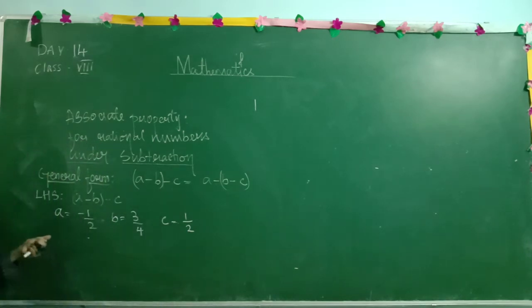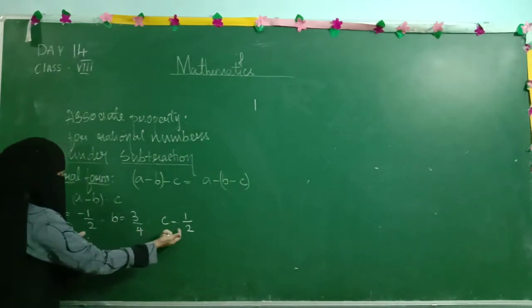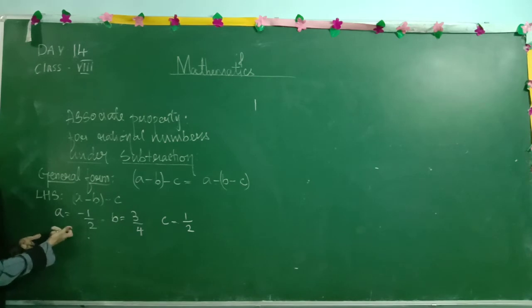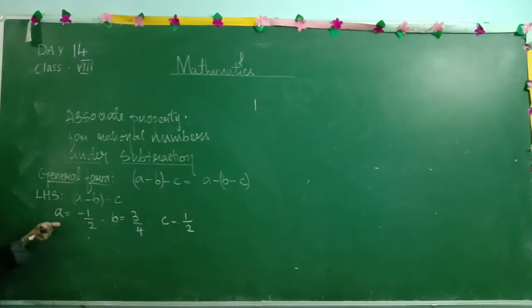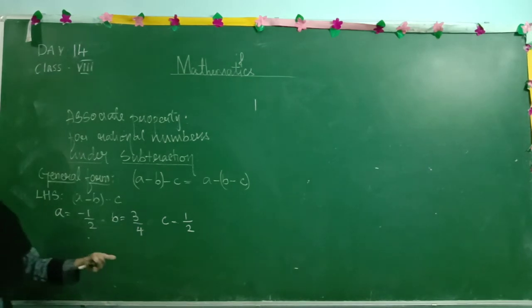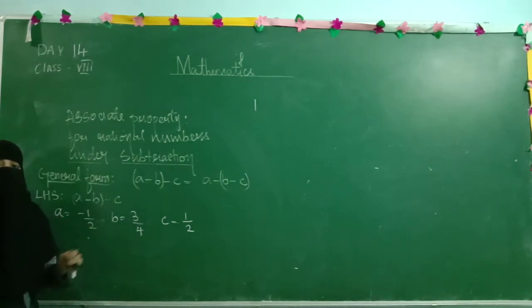See here, don't get confused between A and C. A is a negative number, minus 1 over 2, and C is 1 over 2. Not only minus 1 over 2 and 1 over 2, you can choose any numbers. You have infinitely many rational numbers, and you can verify this property by taking your own numbers.